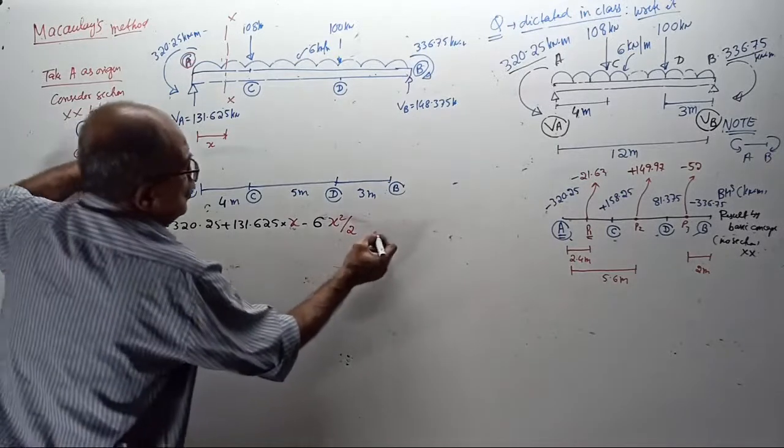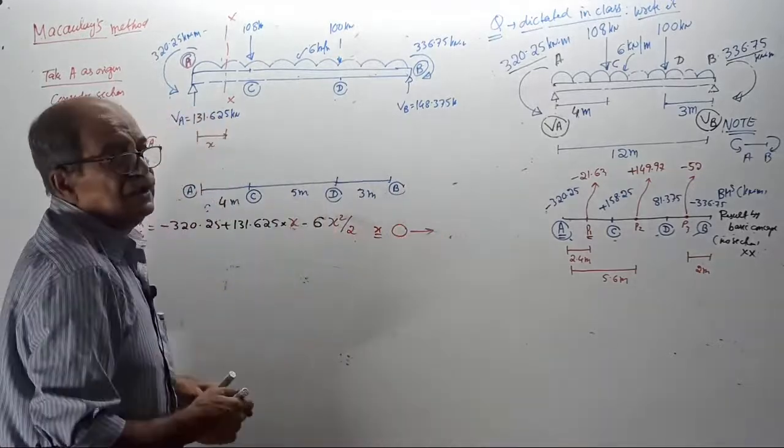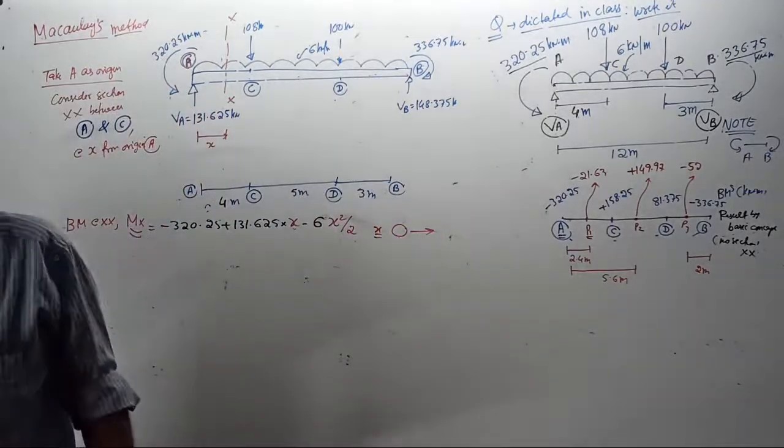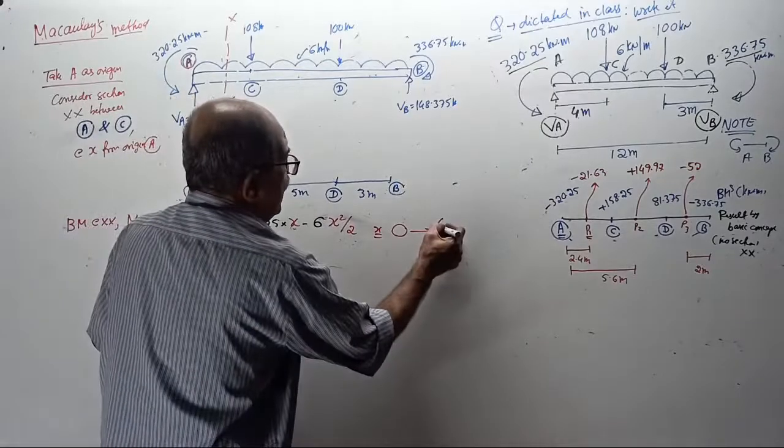That X value varies from 0 to how much? 0 to, answer. X is from A, 0 to 4. 0 to 4. Okay, start.